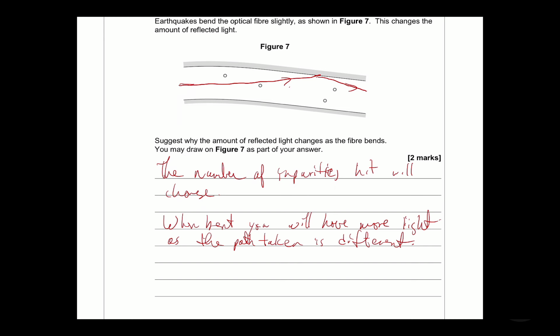We can also talk about how it's possible that, at the critical angle, fewer beams of light will be at the critical angle. So if it bends a lot, you'll have less at the critical angle. But you have to talk about this change, okay? And that the path that it's taking is different. So we will have a different amount of light that gets absorbed and makes it through to the end.